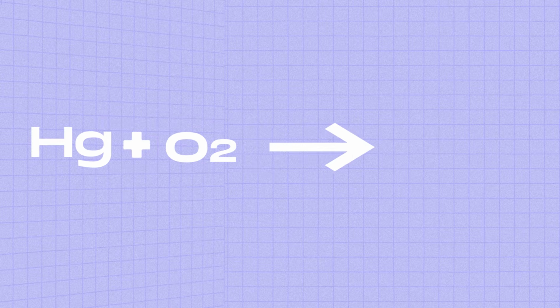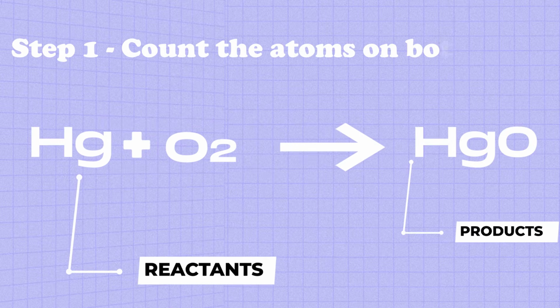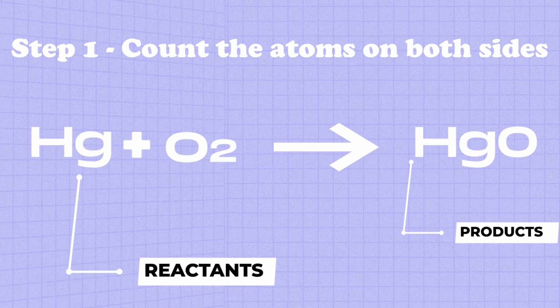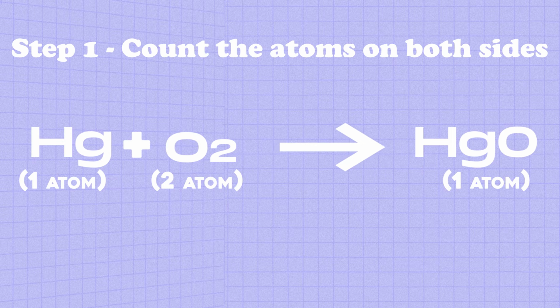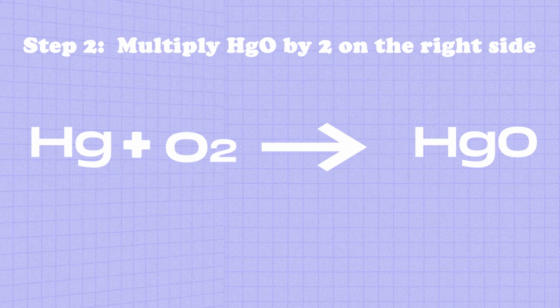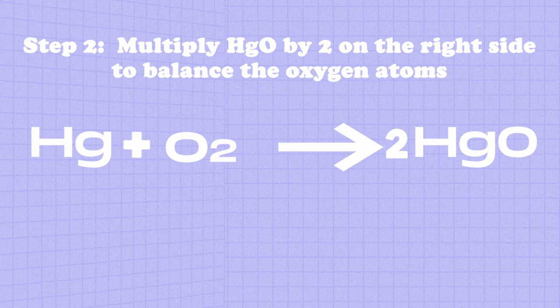Let's take an example. Hg plus O2 gives HgO. Step 1. Count the atoms on both sides. Reactants: 1 atom of mercury, 2 atoms of oxygen. Products: 1 atom of mercury, 1 atom of oxygen. The oxygen atoms aren't balanced, so we need to fix that. Step 2. Multiply HgO by 2 on the right side to balance the oxygen atoms. Hg plus O2 gives 2 HgO.